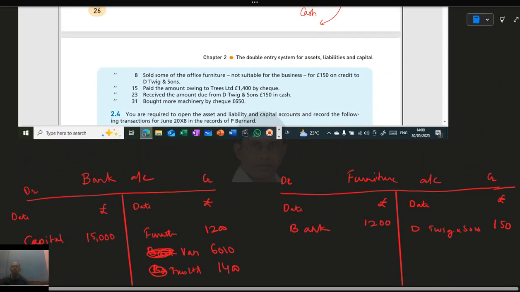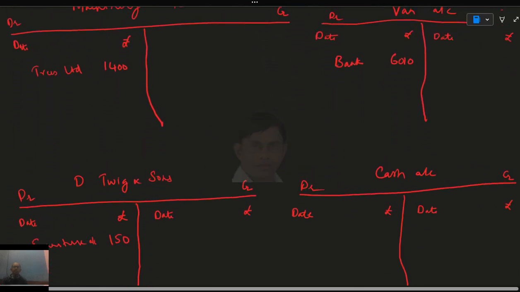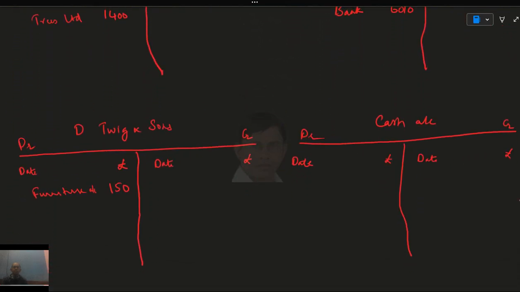What is the next entry? Received the amount due from D Twig and Sons 150 in cash. So you are receiving 150 in cash from D Twig and Sons. So cash, what is happening? The cash balance is increasing, so it will be debited. From whom are we getting it? From D Twig and Sons. So an asset is increasing.